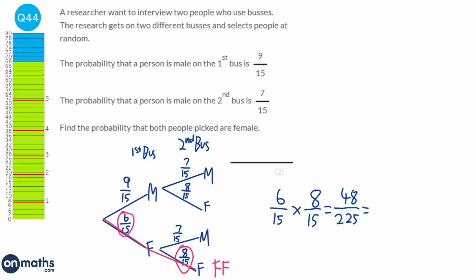Now you can actually cancel that down. So what you can do is divide top and bottom by 4, and that will give you 16. Is it 4? No, you can divide top and bottom by 3, and that would be 16/75. So either 48/225 or 16/75.